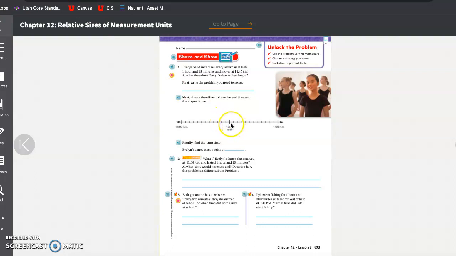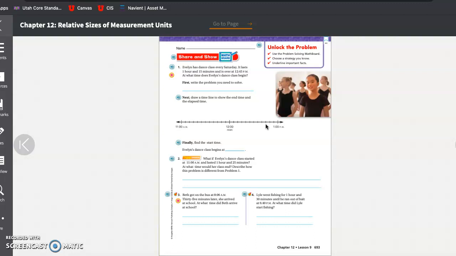So we can come here and we can find 12:45. So 12, 12:05, 12:10, 15, 20, 25, 30, 35, 40, 45. Okay, so right here, sorry guys, I wish I had a draw tool. Right here is 12:45 p.m. So we know that that's the end time.